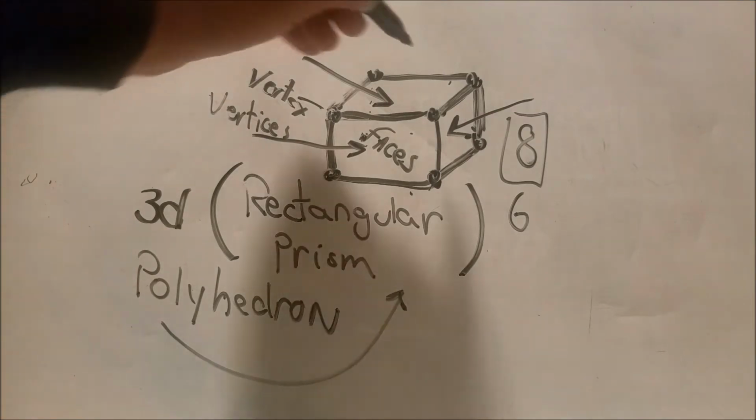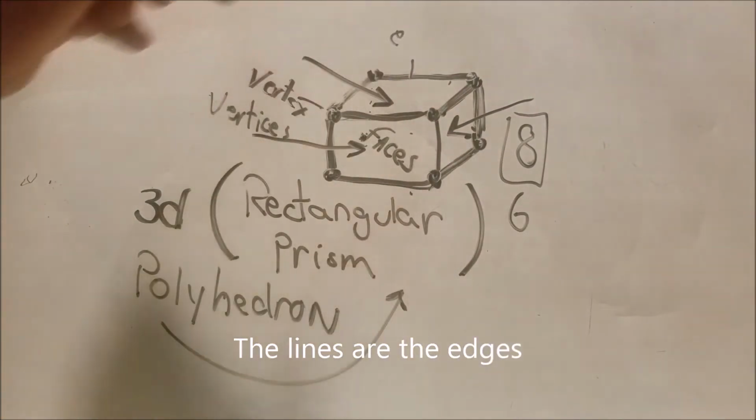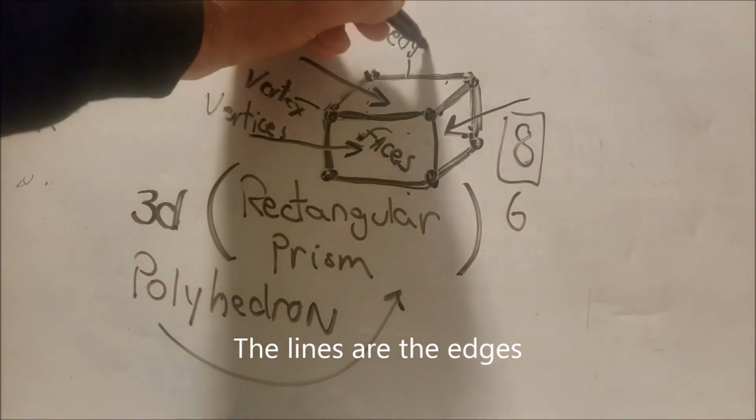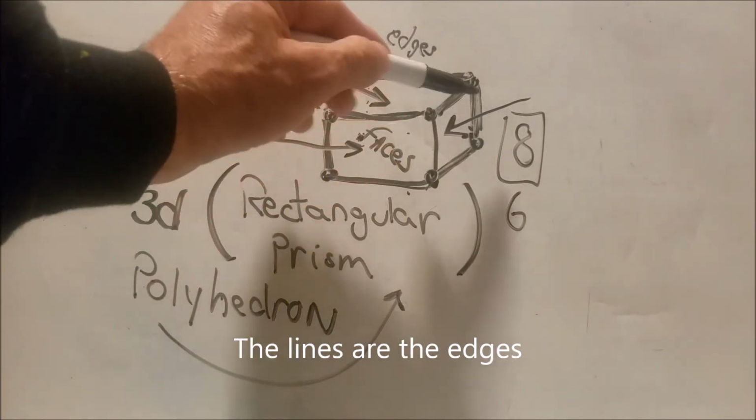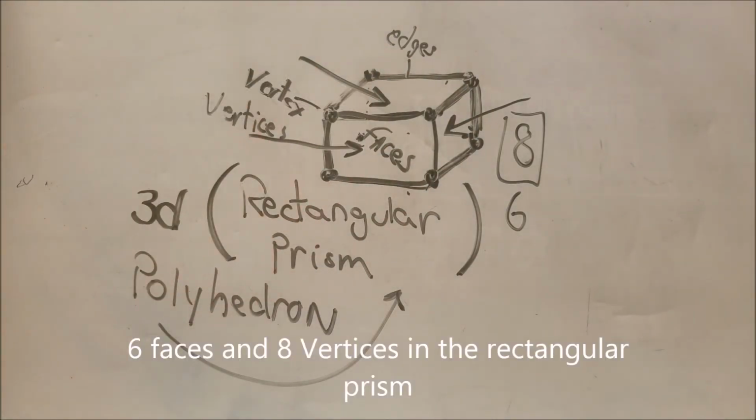The other thing to know is this right here. The lines are called edges. Alright, so again, there's 8 vertices, 6 faces, and each face is a polygon. So that's a rectangular prism. Let's look at other prisms.